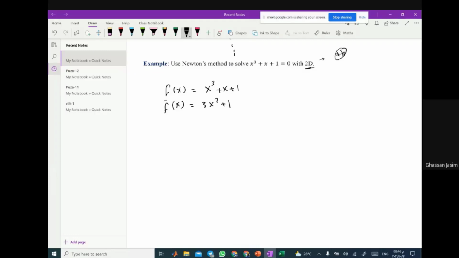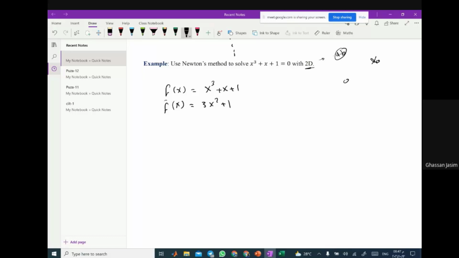Good. Now what else do we need? We need to choose a point. We need x naught. Sometimes he gives it to us, sometimes he will not. How could I choose it? I could choose any point really. You can choose 0. Yes, we can use 0.